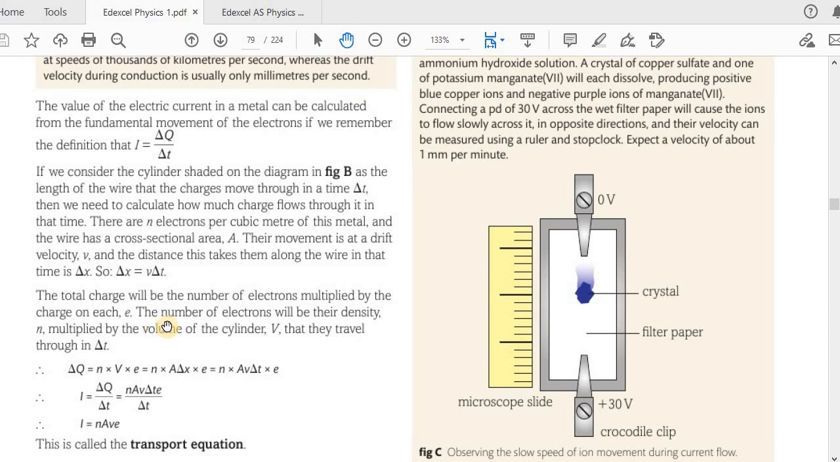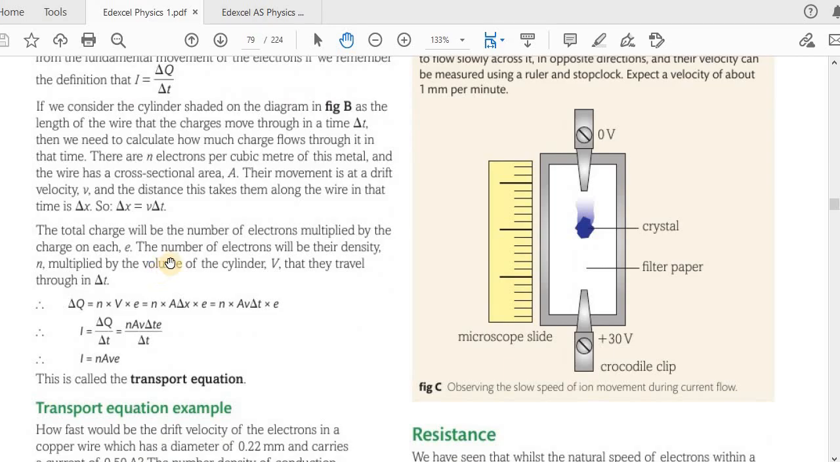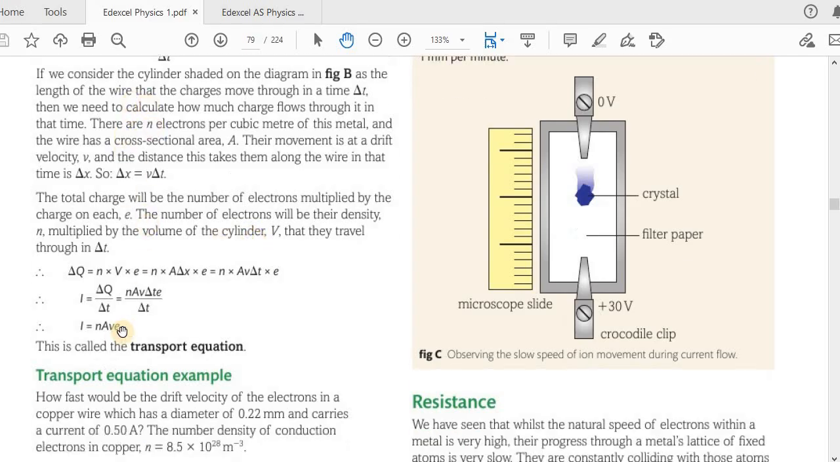Now you have n number of charge carriers or electrons, and that times the charge on a charge carrier will give you the total charge. The number of electrons will be their density. So the number of electrons in a cubic meter is called the number density, n. The number of electrons will be their density, n, multiplied by the volume of the cylinder V they travel through in the time period delta t.